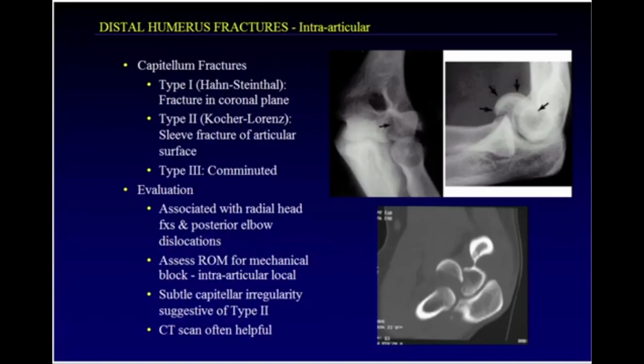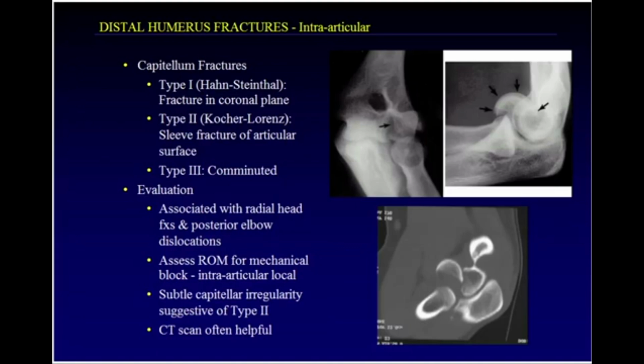Capitellum fractures are quite rare, but they can be significant. They're divided into types 1, 2, and 3, as you see here. I doubt that you would ever be tested on classifying them. But it's important to recognize them. They're frequently associated with radial head fractures and posterior dislocations of the elbow.